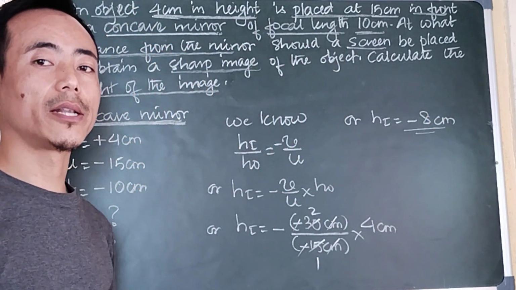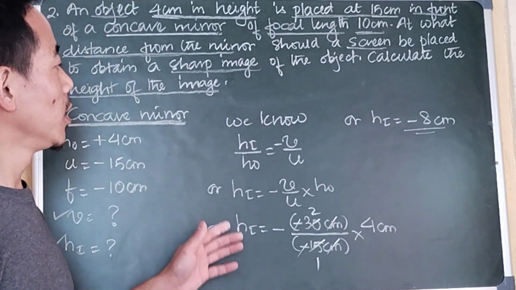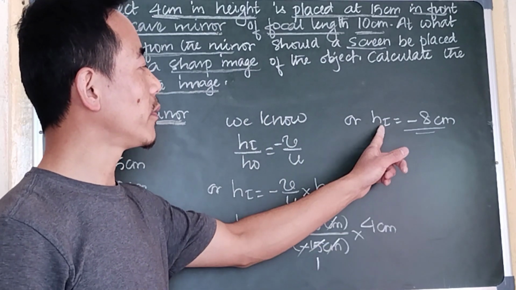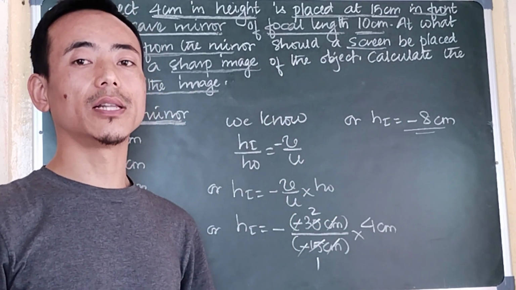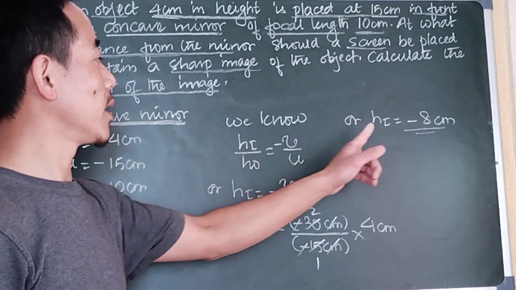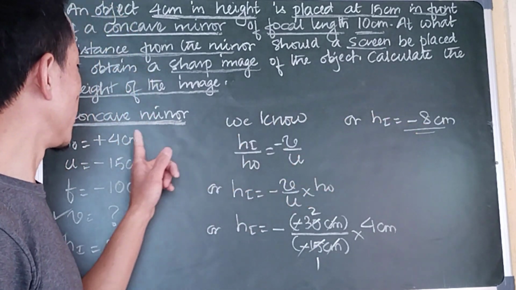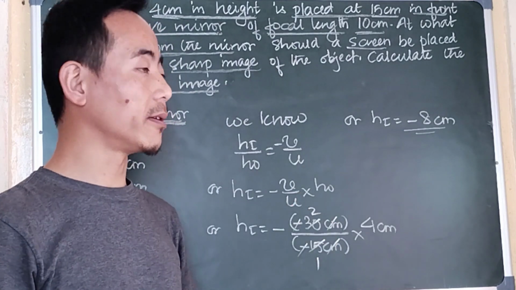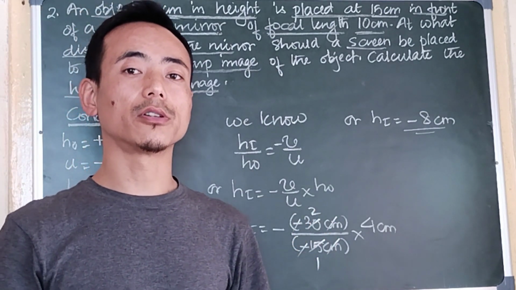Here you don't have to write the nature of the image. If you even have to write the nature of the image, then you can see from the given values or the obtained values that height of the image is negative, means below the principal axis, so image has to be real and inverted. And if you see the object height and the image height, then image height is greater than the object height, so it will be magnified image. Anyways, here you don't have to write the nature, so if you do this much, then you will get full marks. So this is question number 2.